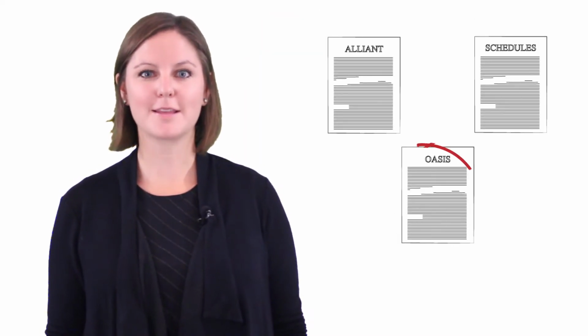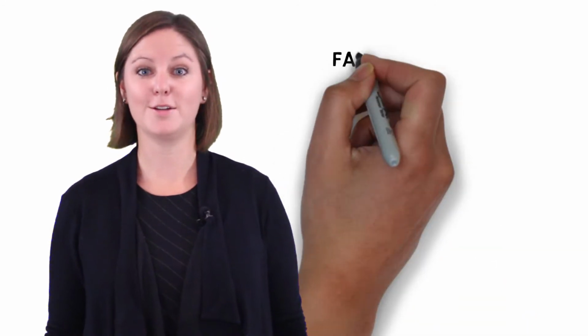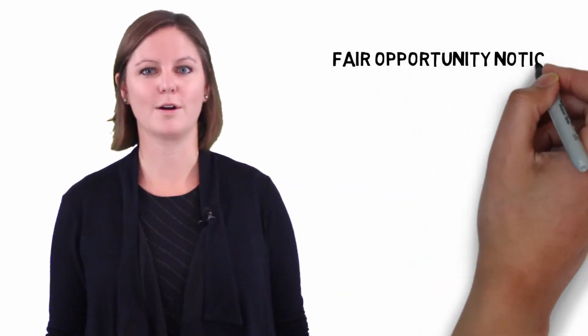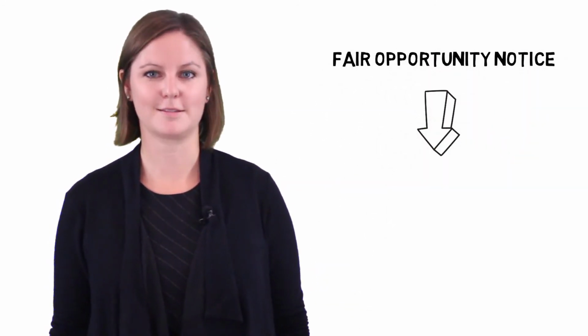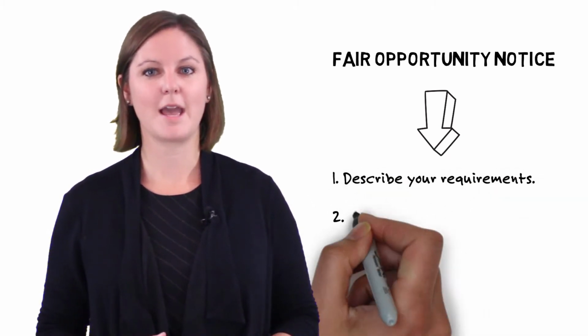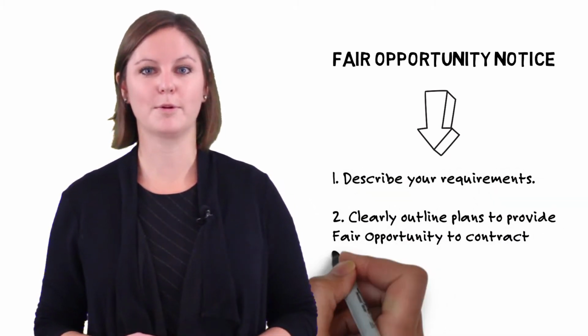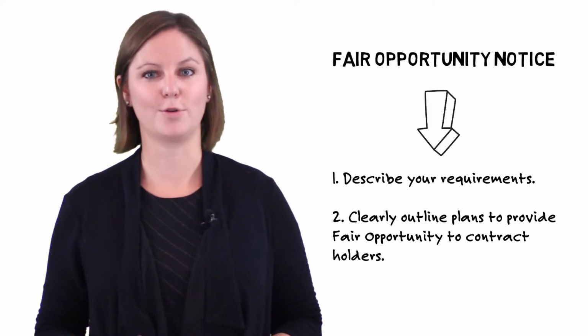Rather, when ordering under existing vehicles, contracting officers are encouraged to keep things simple. After choosing a contract that supports the scope of your requirements, trust that the contract office has done its due diligence in establishing the minimum ground rules and expectations. Then, use a fair opportunity notice, or a FON, to do two key things: describe your requirements and clearly outline how you will provide a fair opportunity to contract holders.